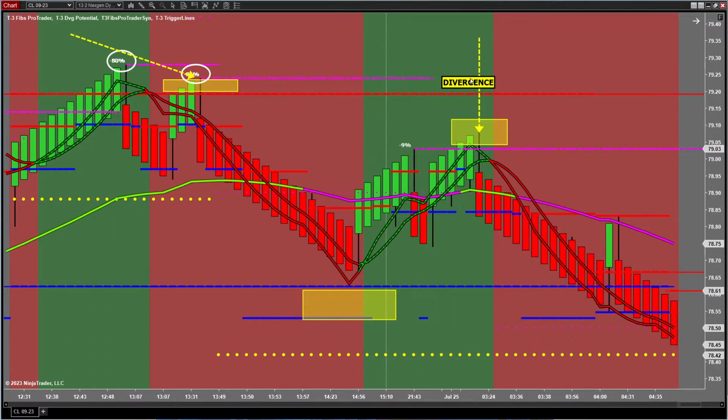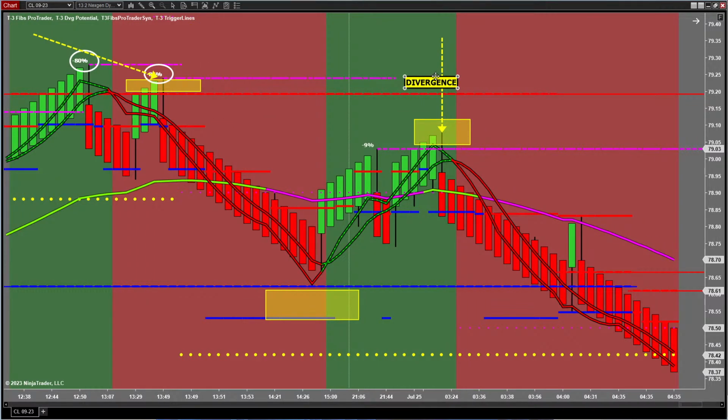So the first one is you have to have divergence on your larger chart. Or a pivot, right? And that's this little -9 number. A lot of people are going to ask, what's the difference between a 9 and a 30? It doesn't really matter what the size of the number is.